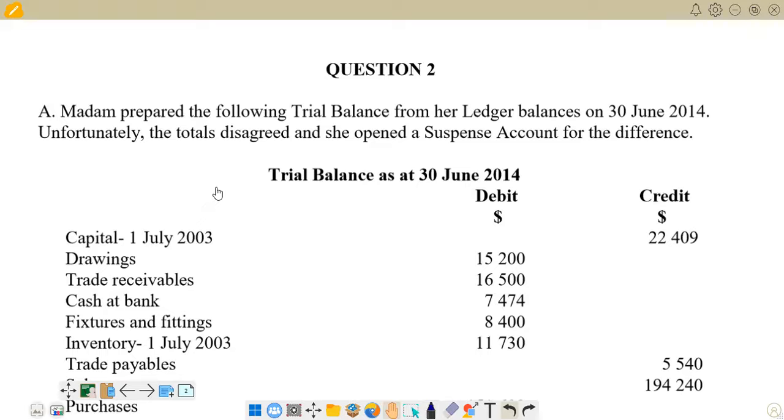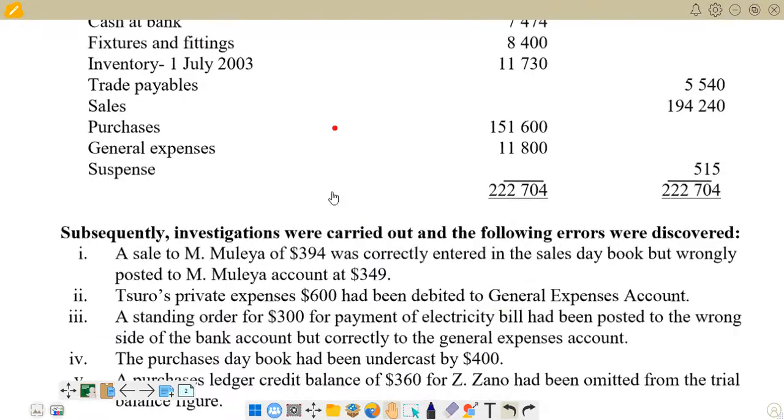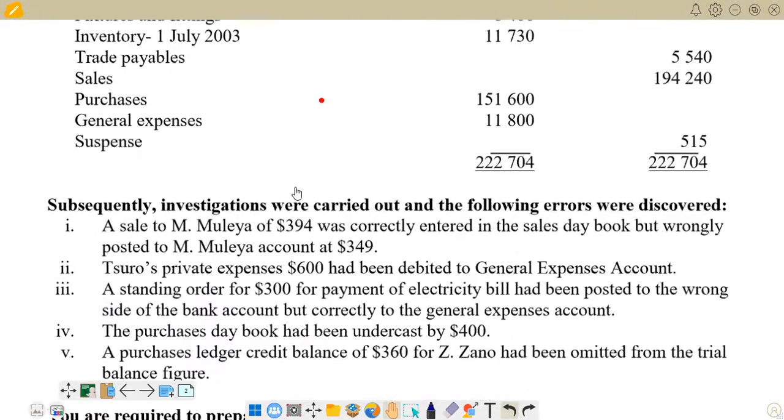But before that, we need to effect the journal entries. So we go through the question and then answer the questions that follow. The question reads: A medium prepared the following trial balance from the ledger balances on 30 June 2014. Unfortunately, the totals disagreed, and she opened a suspense account for the difference. So we've got a trial balance that we are given there, a list of balances. Then what is important is our additional information.